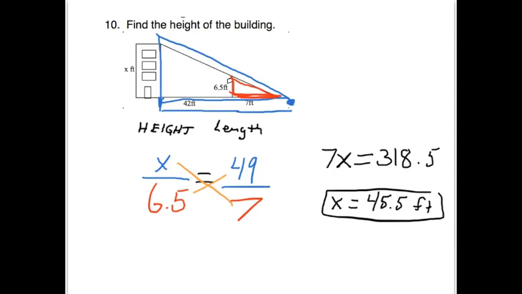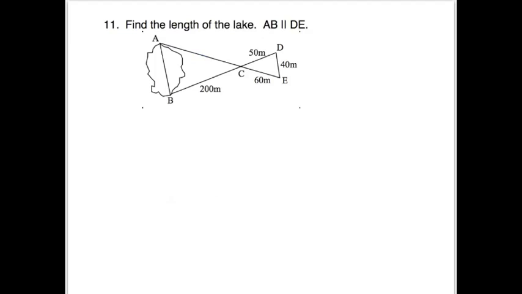Let's take a look at one more problem. Here our job is to find the length of this lake. It's kind of a cruddy looking lake, but let's pretend that our job is to find the length of AB. So the fact that AB is parallel to DE tells us some information about the naming of the triangles. If AB is parallel to DE, then we know that, for example, angle B would be congruent to angle D, because they would be alternate interior angles.